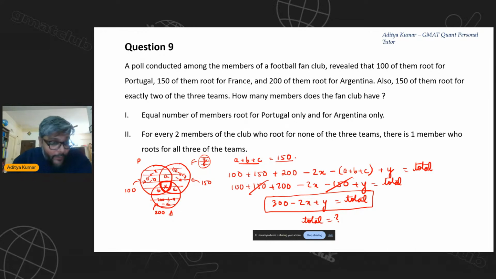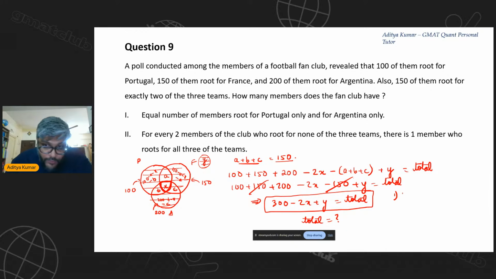I have all my portions of the Venn represented with some algebraic expression. It becomes easy for me to translate. I also have an overall expression for my total that will become easy for me to correlate. Now I would move into the statements. So what does the first statement say? Equal number of members root for Portugal only and for Argentina only. So they're saying only Portugal and only Argentina are equal.